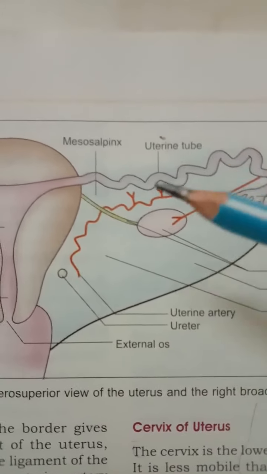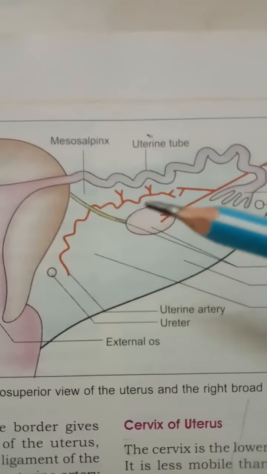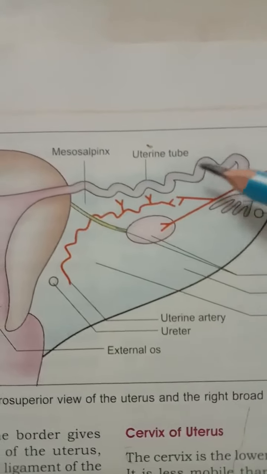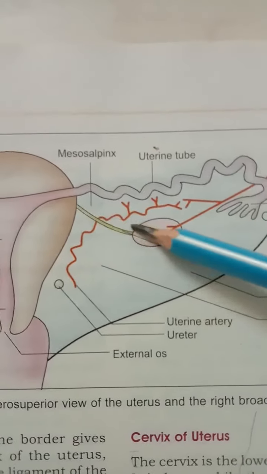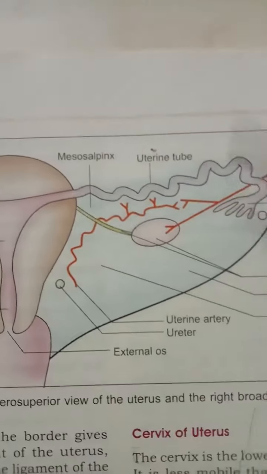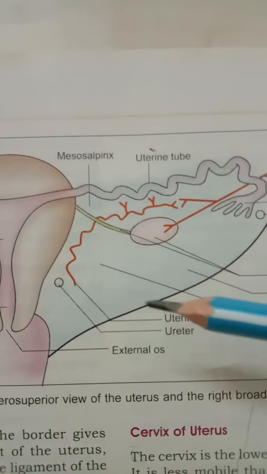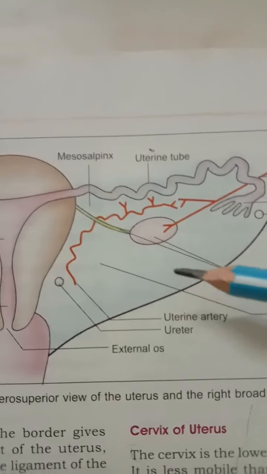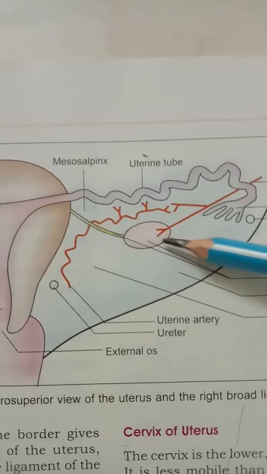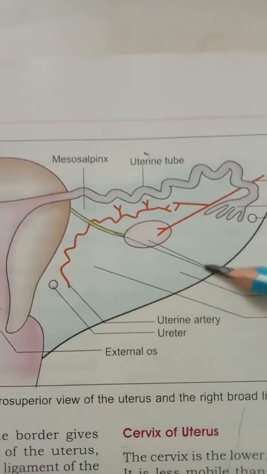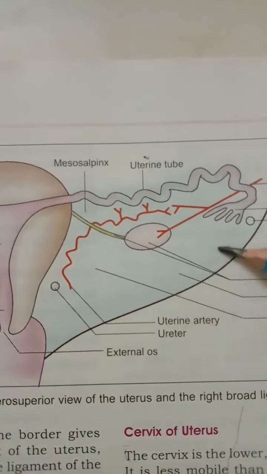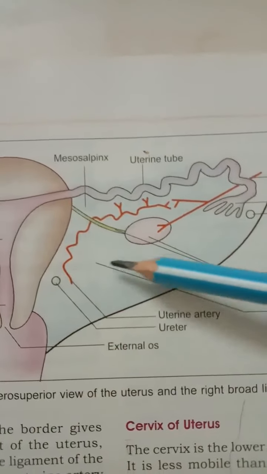First is the mesosalpinx. The mesosalpinx is the part of the broad ligament which is present between the fallopian tube, this one, and the ligament of the ovary, that green-colored part. This region between them is called the mesosalpinx. Then the mesometrium. It is the part of the broad ligament present between the ligament of the ovary and the body of the uterus. This is the ligament of the ovary, this is the ovary, and the remaining part is the body of the uterus. This lower large part is called the mesometrium.